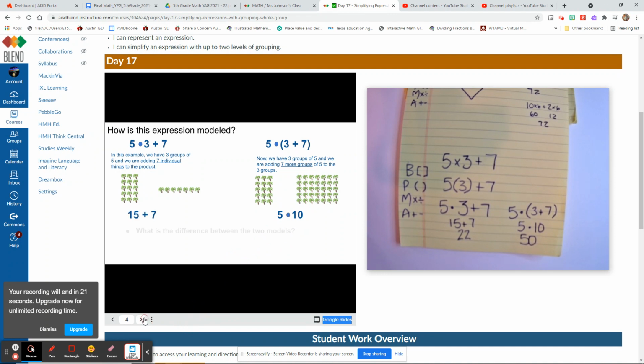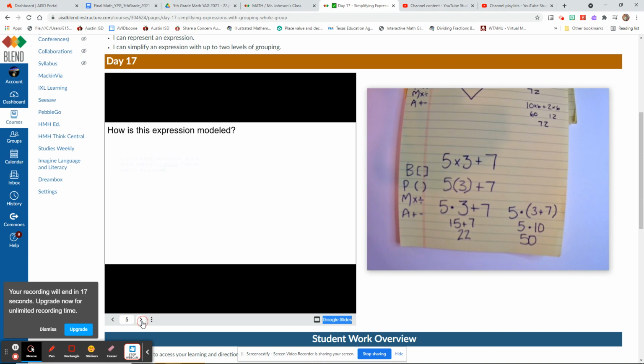So I want you to try the next slide on your own. What are the answers going to be, and how are they different? On this side, you will add 2 plus 6 first, and on this side, you will divide 16 divided into 2 groups first.